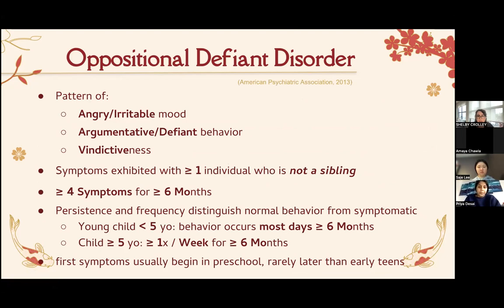As for that timeline, we have to see those symptoms present for at least 6 months, and we saw most of her middle school was like that. It's interesting that the first symptoms usually begin in preschool rather than in the early teens. For her, we didn't really see this starting very young. We really only saw it starting in relation to her mother leaving and feeling some of those symptoms of sadness and resentfulness. So something to keep in mind as well.